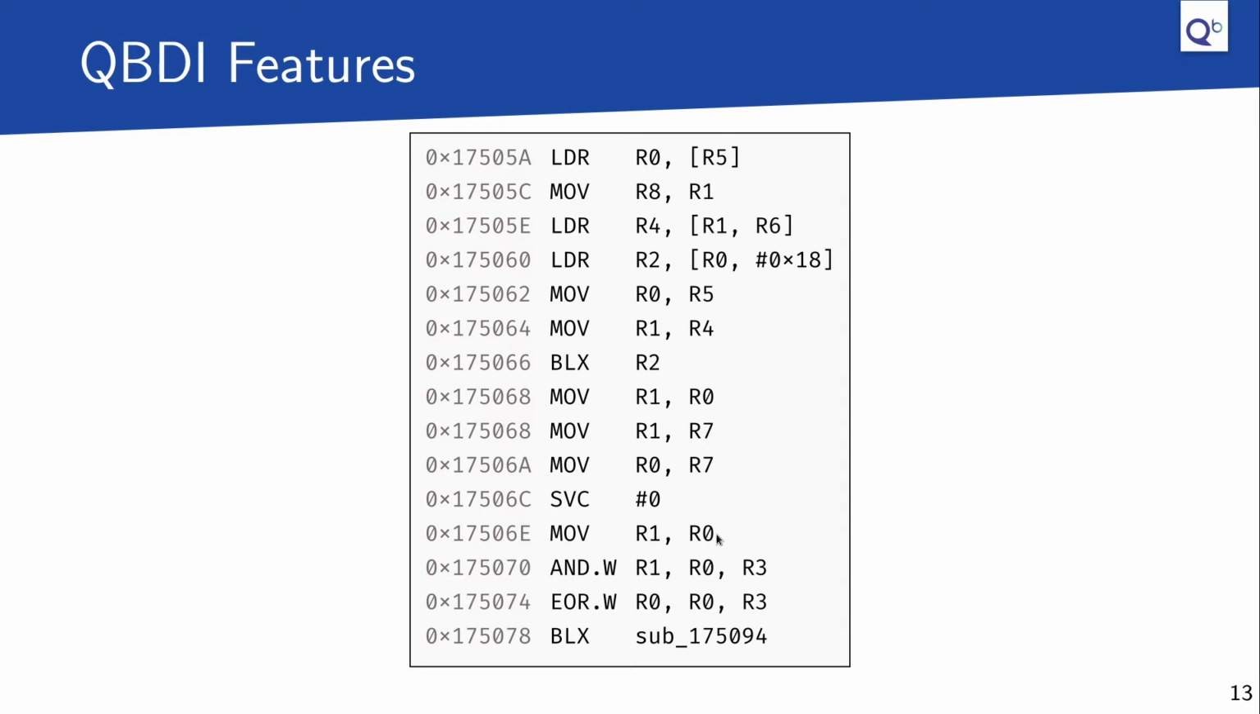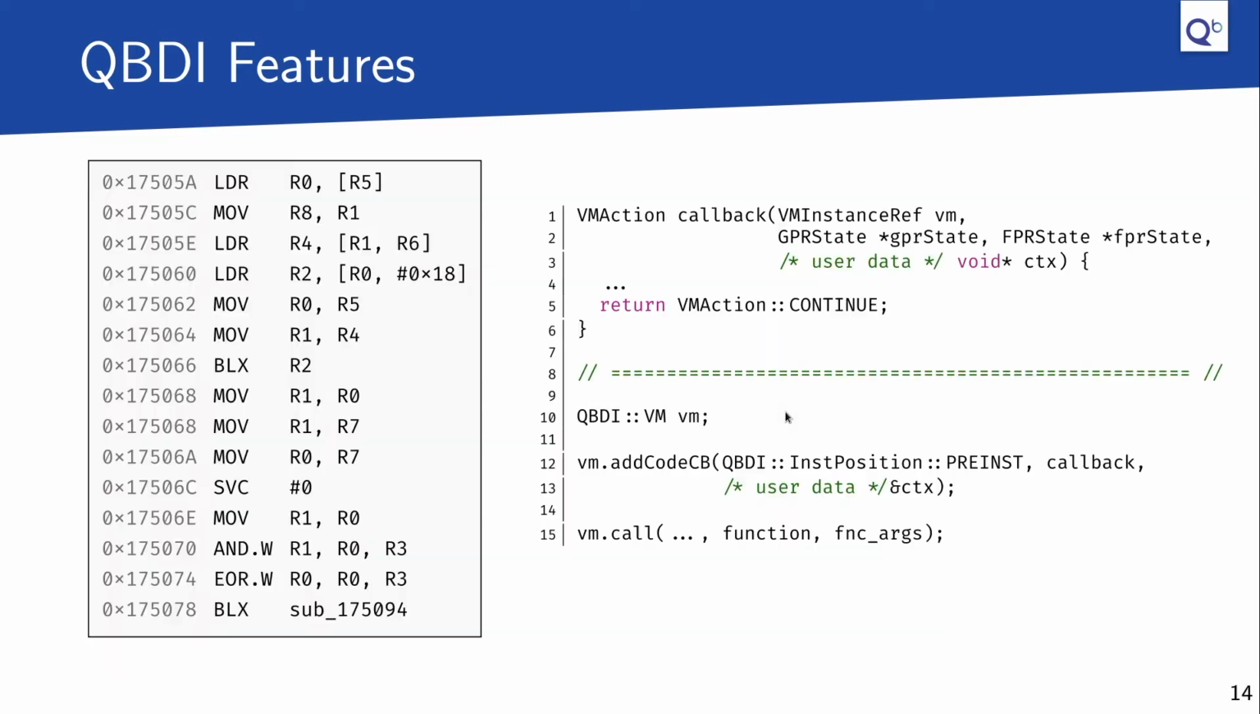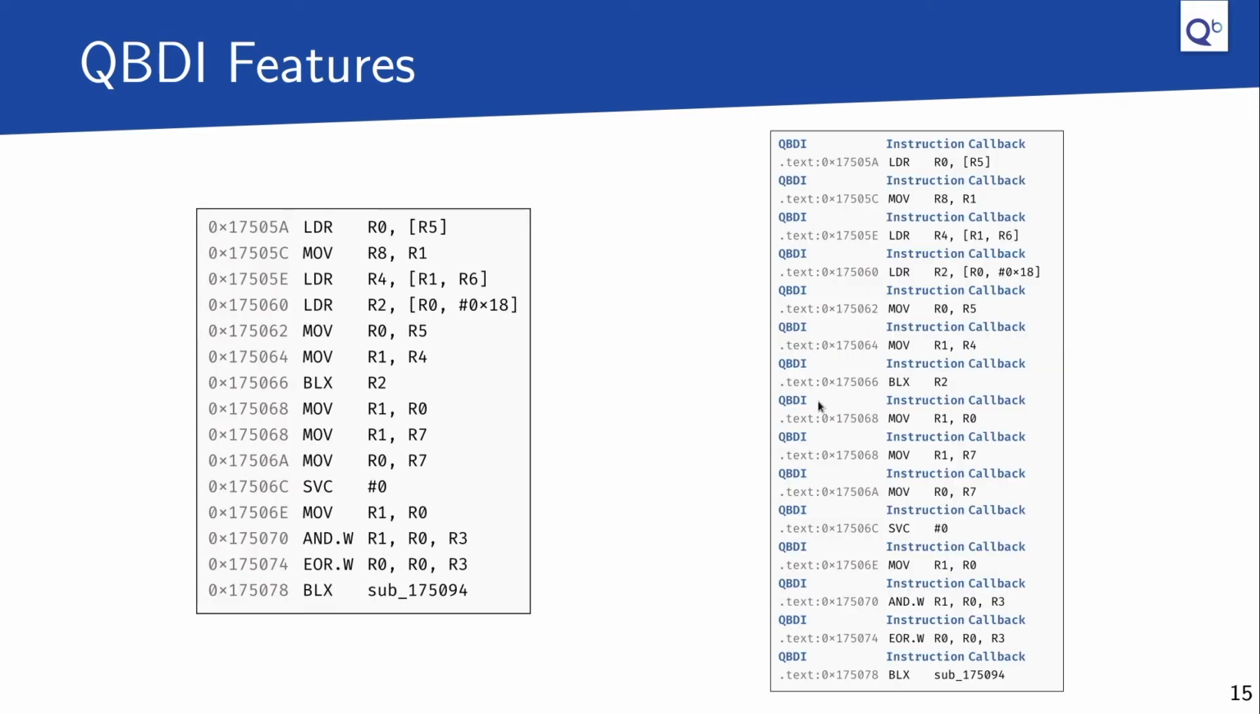So let's consider this piece of code. Here you have a basic block that you want to analyze. With QBDI, we will set up callbacks before all the instructions by using the add code callback method. Doing so will set up callbacks that will process the instruction, and for instance, you can analyze the registers within this callback. From a logical point of view, it gives you this figure. Here is the original code, and here you have your callback in which you can read the registers, modify the registers, skip the instruction, and so on.